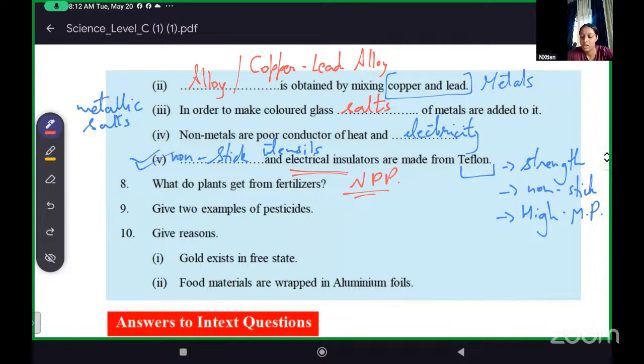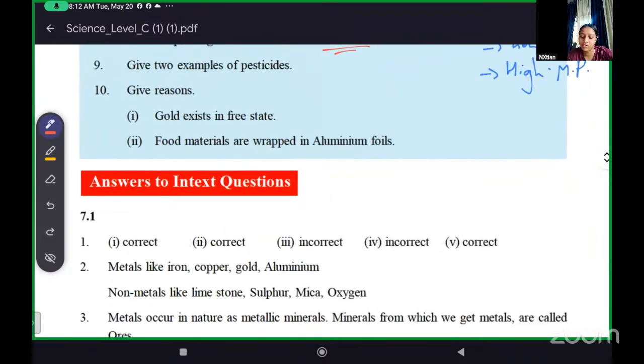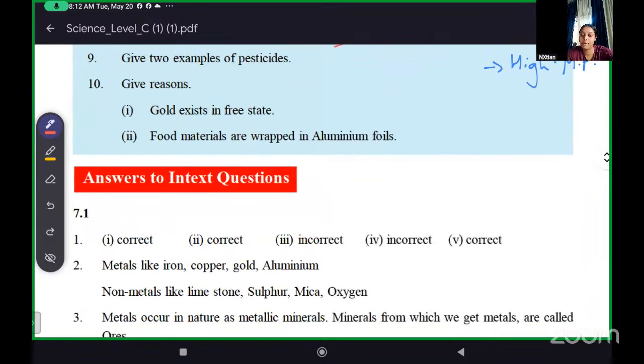So now, can you give two examples or one example of pesticide? Both of you. One example of pesticide. Ma'am, like two types of pesticides. Yes, two names.